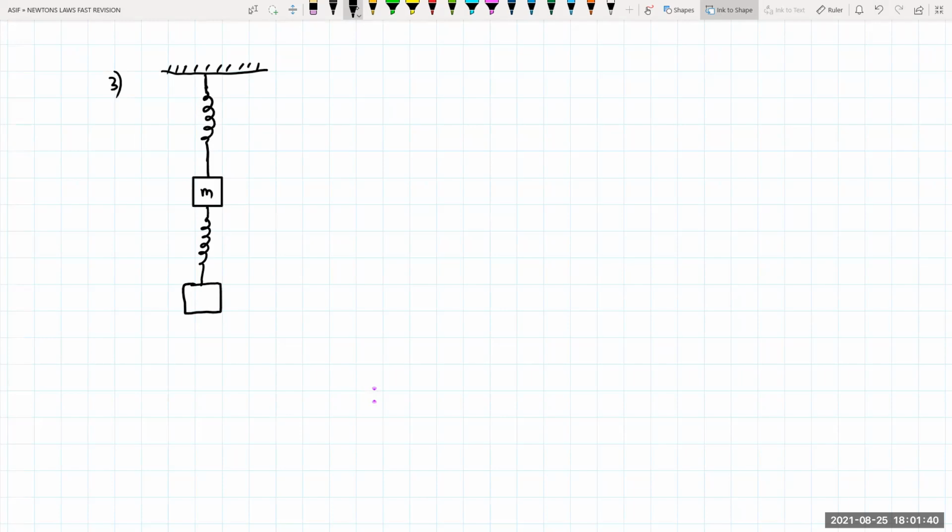The mass of this one is, say for example, 2 kg, and this mass is, say for example, 1 kg. And the spring constant of this one, K1, is equal to 100 Newton per meter, and the spring constant of this one, K2, is equal to 100 Newton per meter. Clear? Yes. Now the question is, what is the extension in both the springs?